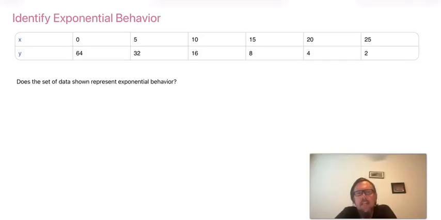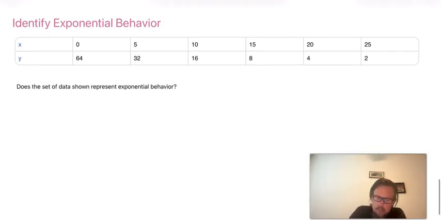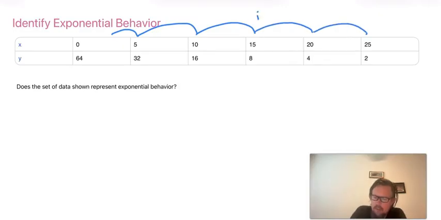Let's see if we can take a set of data and tell whether or not it represents exponential behavior. So this set of data gives us one pretty nice advantage in telling whether or not it's exponential, which is that the x's are increasing by the same amount. If we look at our x values here, our x values are going up by 5 every time. 0 to 5 is 5, 5 to 10 is 5, 10 to 15, and so on. Our x's are increasing by 5, which is good.